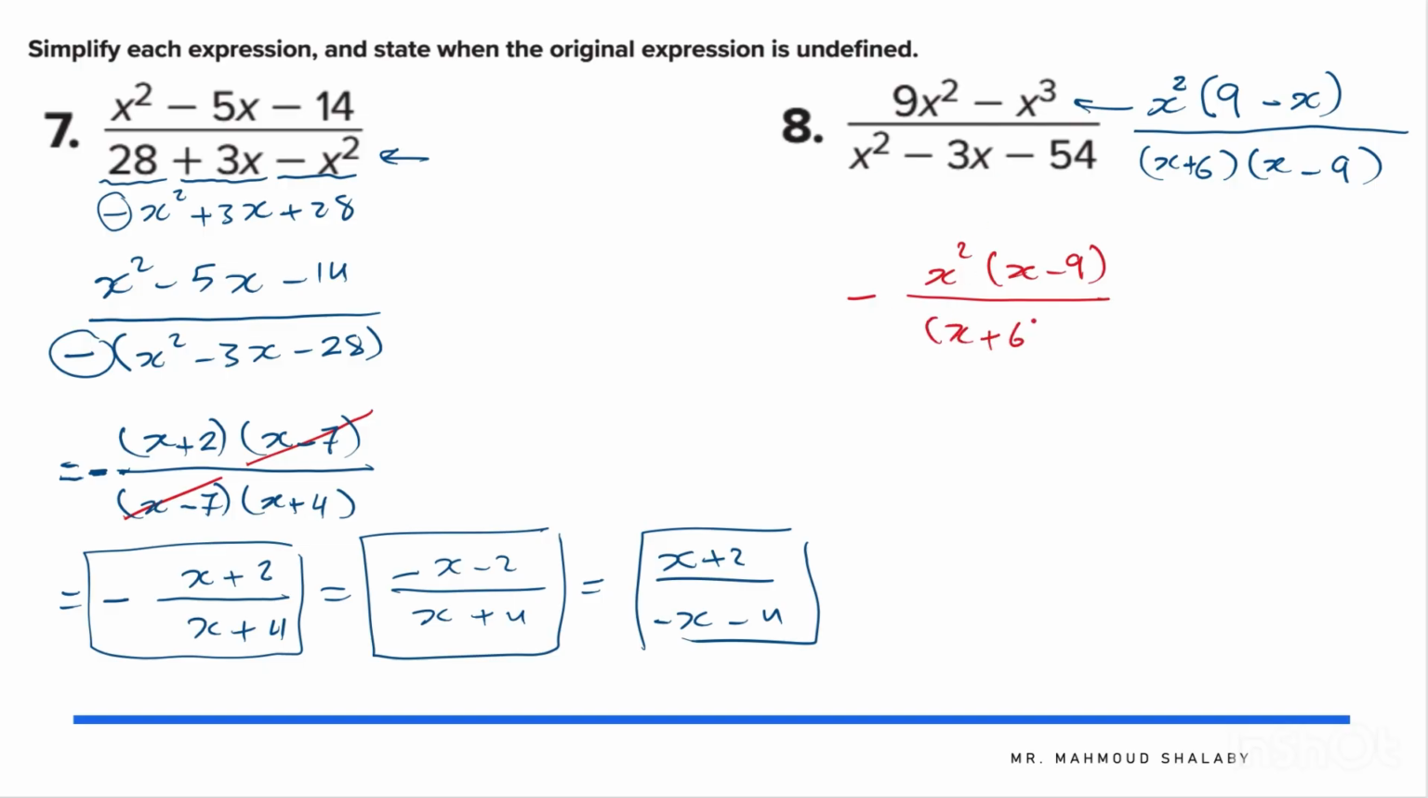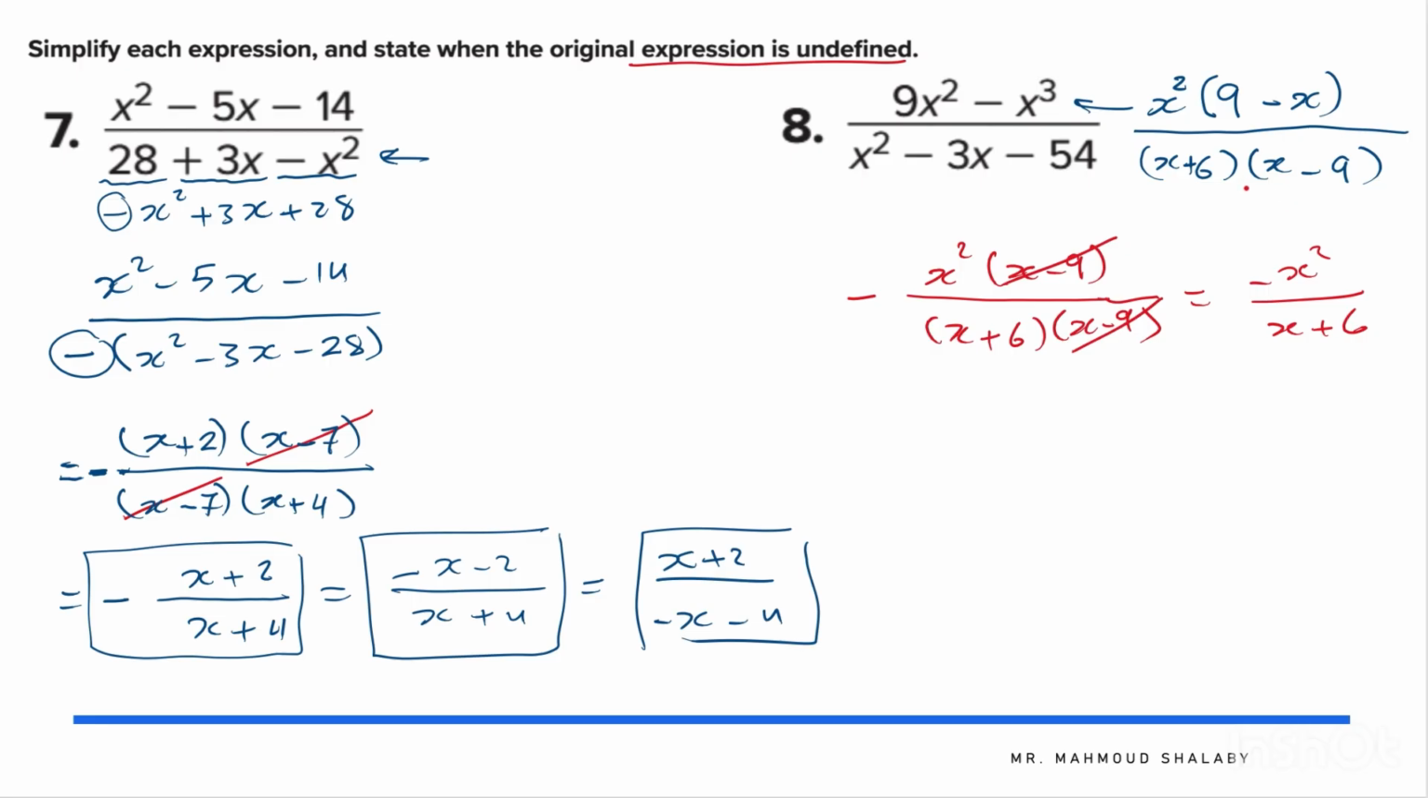Now x plus 6 and x minus 9. So now I can cancel both of these. So the answer will be negative x power of 2 over x plus 6. As you notice, here I didn't solve the values of the undefined because it's already known. I'm just solving the odd type of factorizing that you may get confused with. So that's why I'm doing this type.